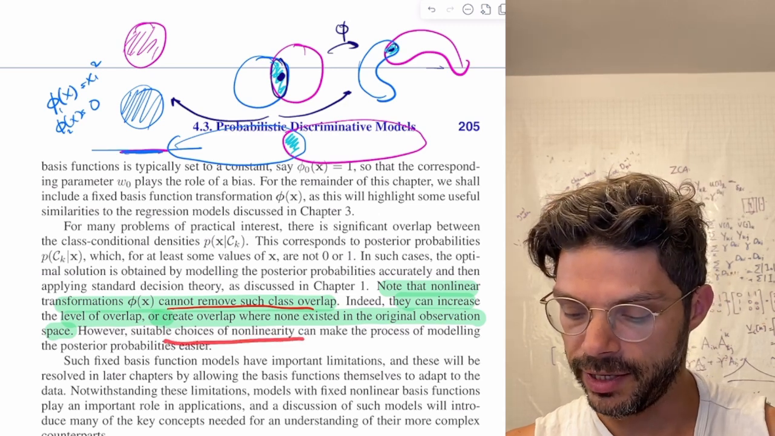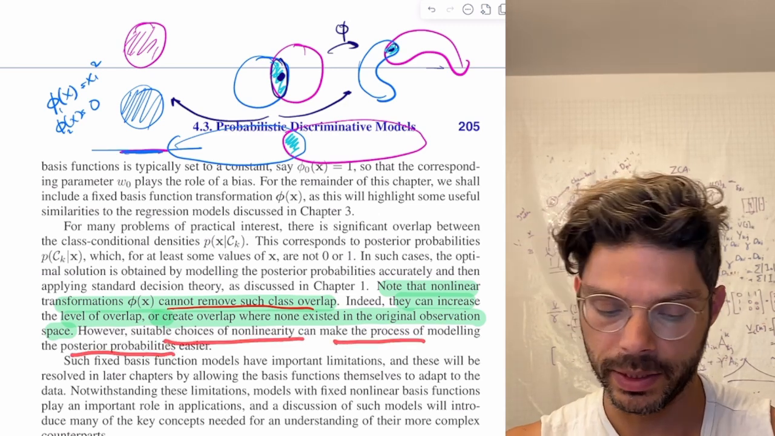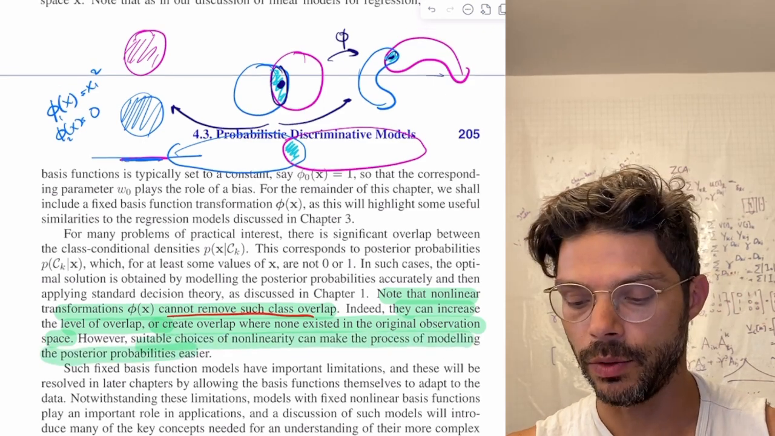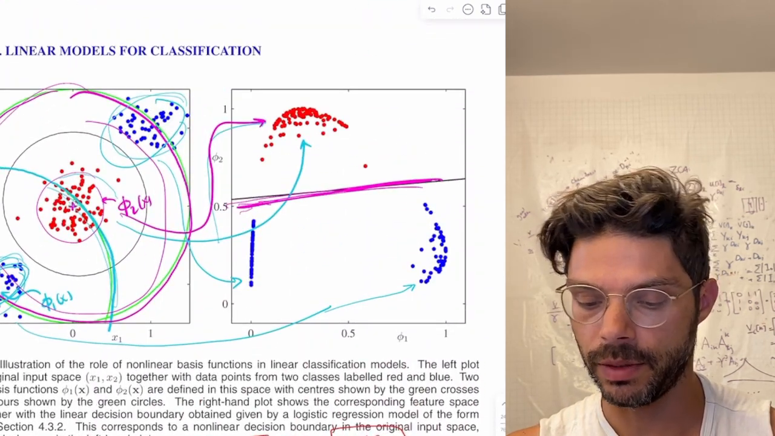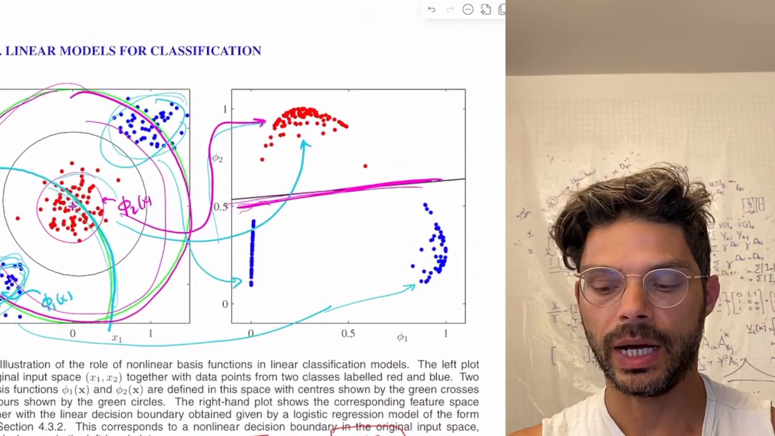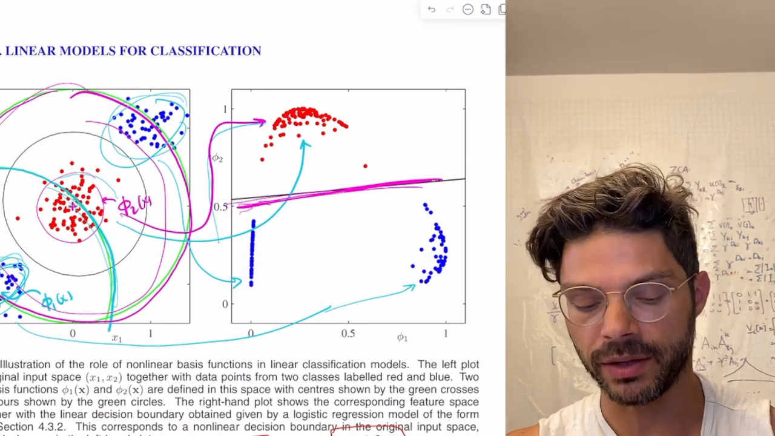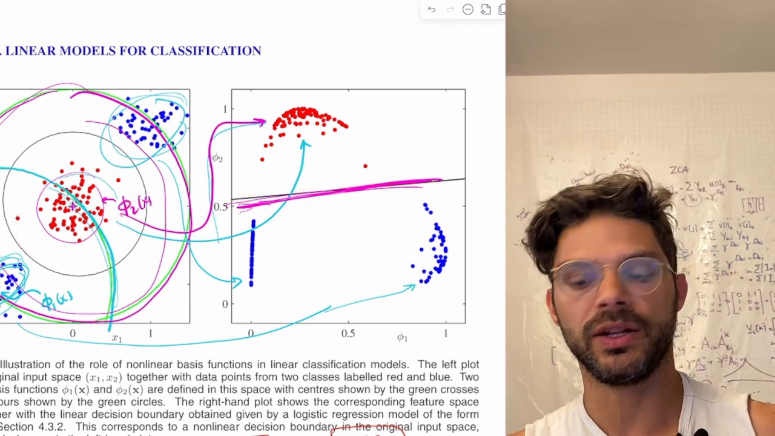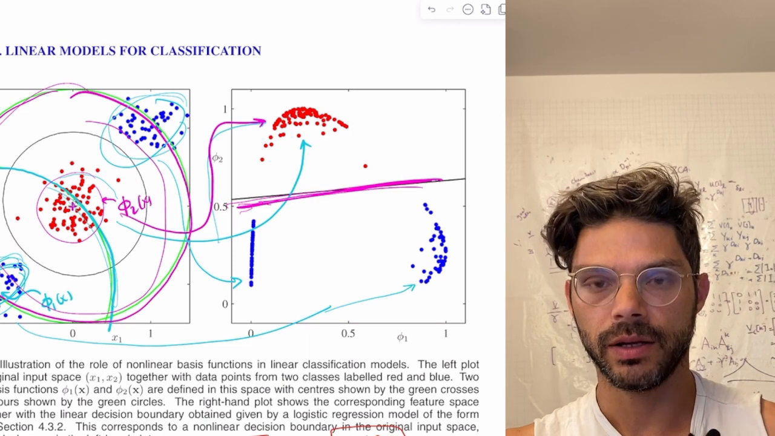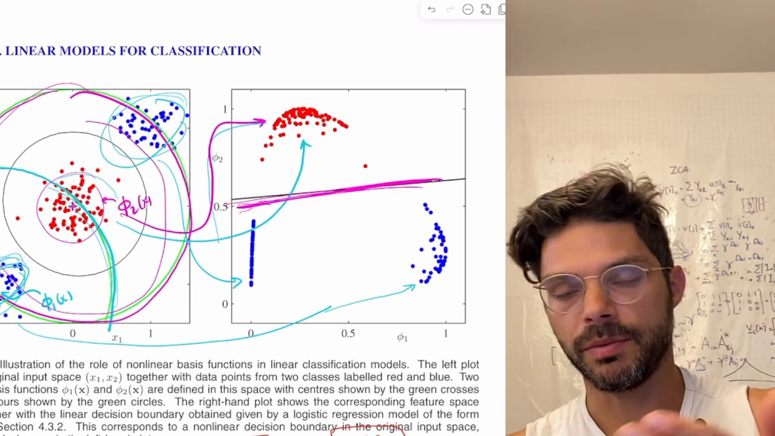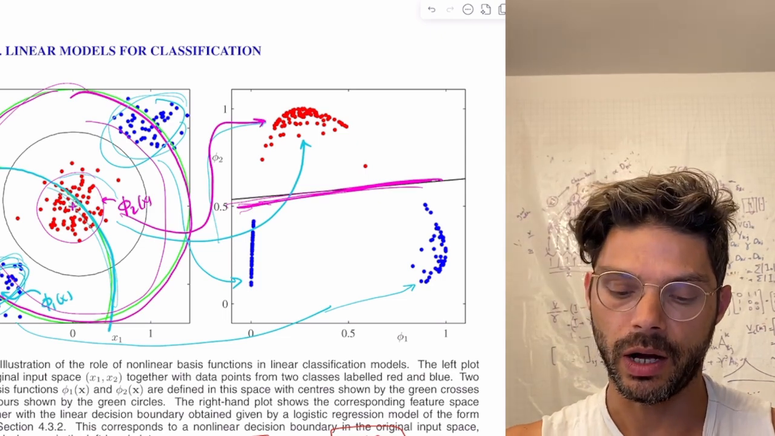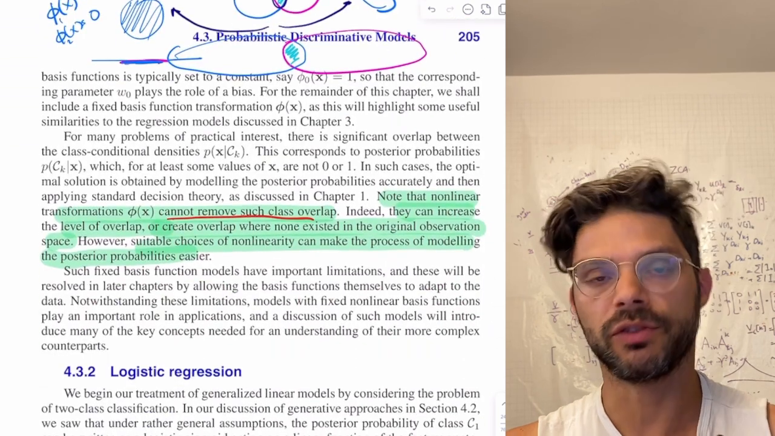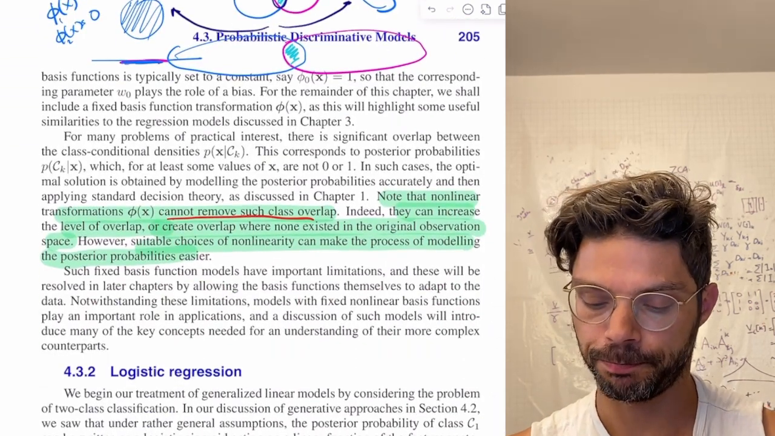However, a suitable choice of nonlinearity can make the process of modeling the posterior probabilities easier. It's like what we just showed, right? We wanted to determine the posterior probability of these classes, and if we just picked the right features, then those posterior probabilities were basically linearly separable. We can decide the probability of one class or the other by just using a linear function of these transformed features. So picking your features correctly can make your life a lot easier.